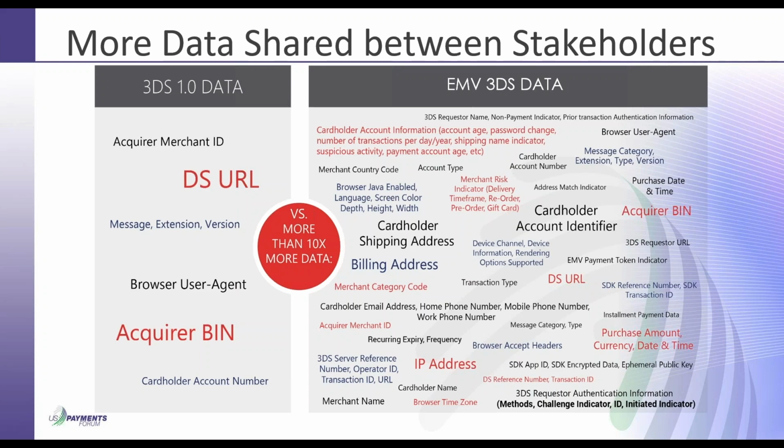So as some of you may know, really the big difference between 3DS 1.0 and EMV 3DS, or 3DS 2.0, is the ability to pass 10 times more data from the merchant's environment to the issuing environment. And really that's the meat and the heart of today's presentation. I'm going to get into a lot of the specifics on what this enhanced data is, what's required, what's conditionally required, and what's optional to be passed.